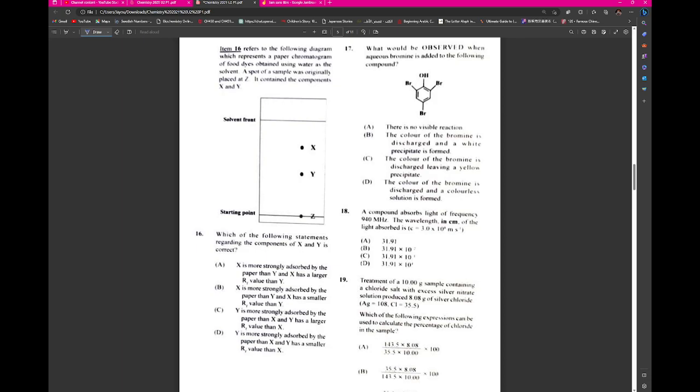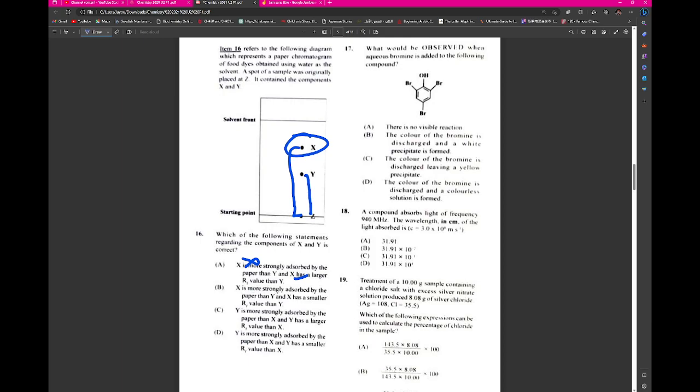16, which of the following statements regarding the components X and Y is correct? Alright, so we're saying that X is more strongly absorbed by the paper. That is not true. X is the furthest along, so it should be the least. Well, here it says, let me continue at A. Absorbed by the paper, and X has a larger RF value. X does have a larger RF value than Y. Remember, RF value measures the distance from the starting point and then the end point. So here we have an inaccuracy at the first statement and a true last statement.